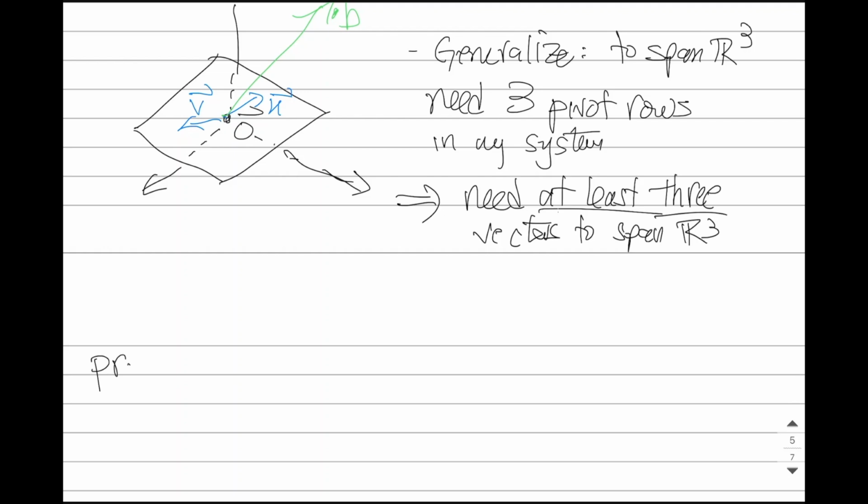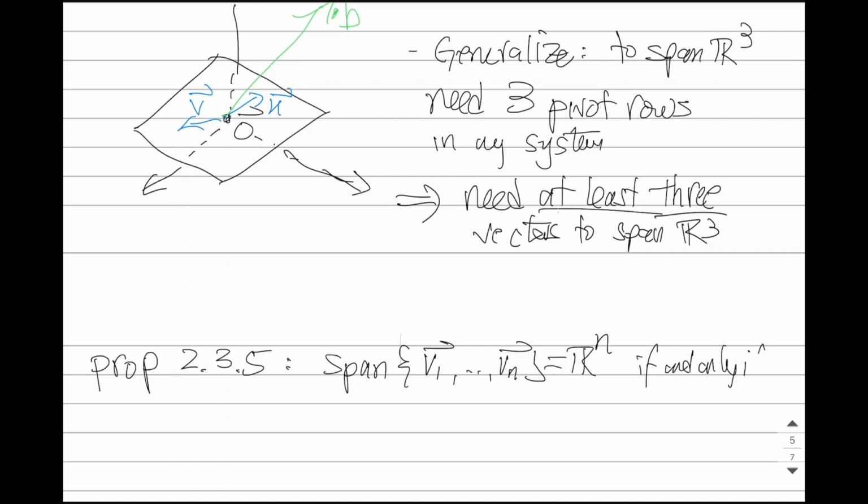So in your textbook, there are these two propositions, proposition 2.3.5. If I give you a set of vectors, the span of those vectors, v1 all the way down to vn, is going to be equal to Rn if and only if there's a pivot in every row of the matrix formed by those columns. So this is a bit of a generalization of what I said above.